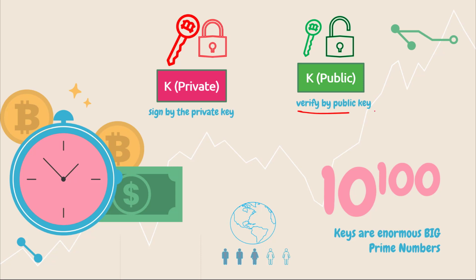Public key cryptography is a type of system where you have a pair of keys. One is called the public key and one is called the private key. The private key is the one which is used to sign and authorize the transaction, and the public key is used to verify that transaction.